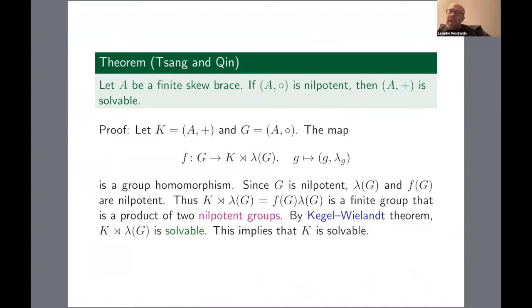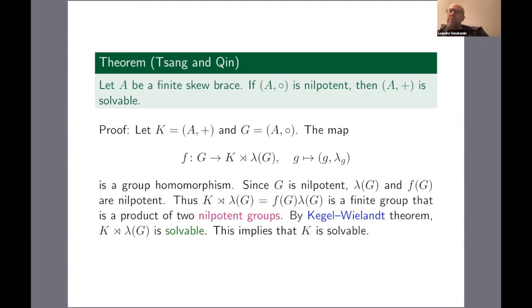So let's say that K is the additive group and G is the multiplicative group. You are going to consider this map, which is, you remember, the map that we used to realize a skew brace as a regular subgroup of the holomorph. So again, this idea is behind it.